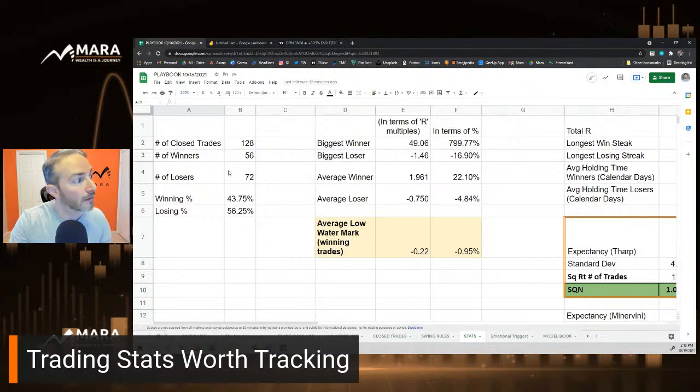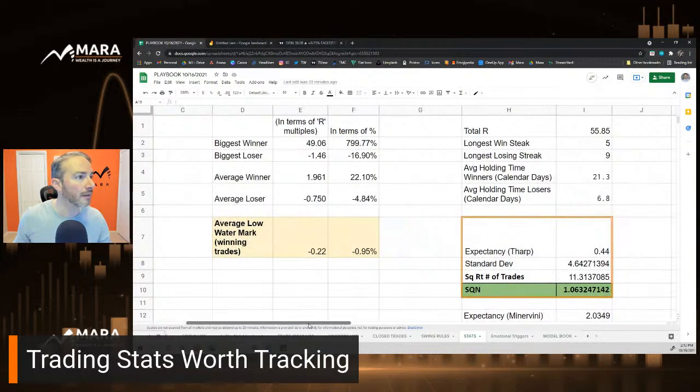You can see that my batting average for this year so far, from January 1st to now, is 43.75%. So I actually have more losing trades than winning trades. But if we come over here to the total R, so total times my risk, like if you risk a dollar, how much have you made? You risk a dollar, you gain a dollar. So far on the year, I've generated 55.85 R across all my accounts.